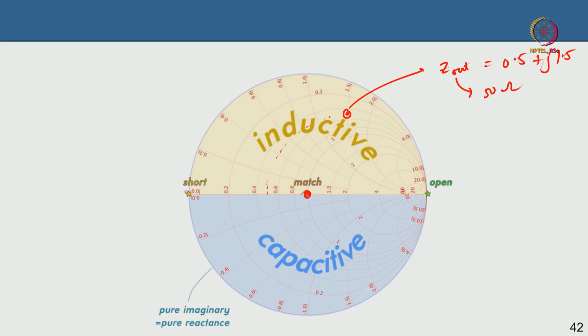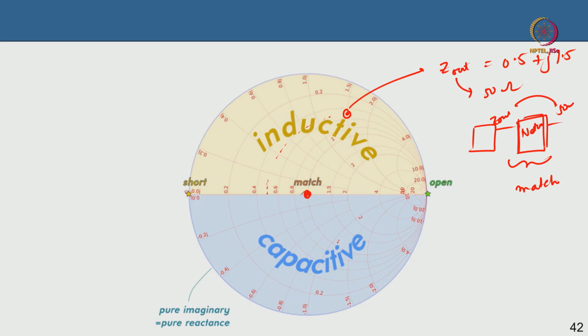How will I come? There are many ways to come. Essentially, with the transistor, you are going to implement some network. You have to implement some network of capacitors, inductors, etc. This is called a matching network. That matching network will transform the output impedance of the transistor to 50 ohm.